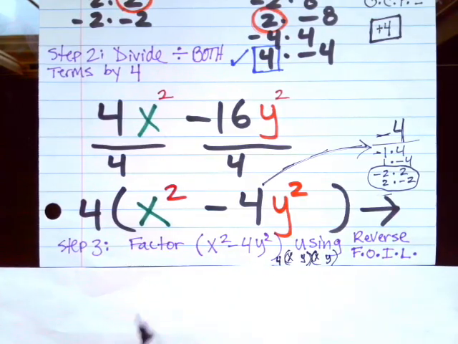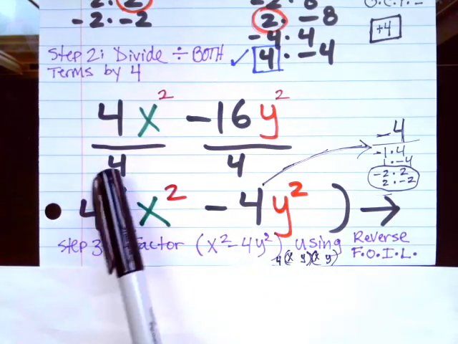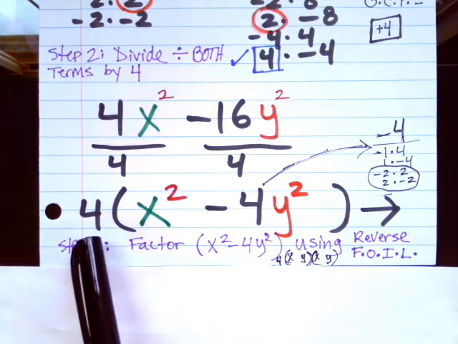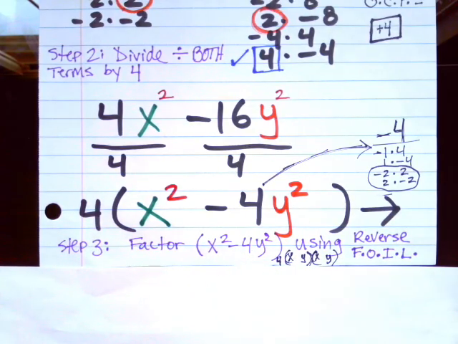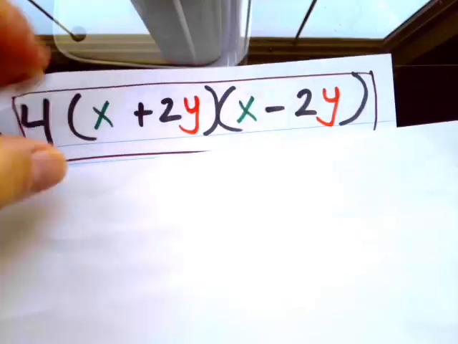Okay. And step 3, you use reverse FOIL. That's setting up those two parentheses with that term. Here it's 4 that you factored outside. Right? You divided 4 into both of these terms. You factored out that 4. That 4 is going to remain on the outside. So now I'd like to show you what that looks like, and then we will check our answer.